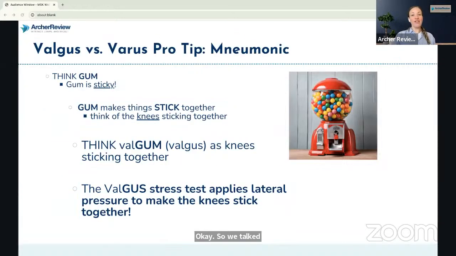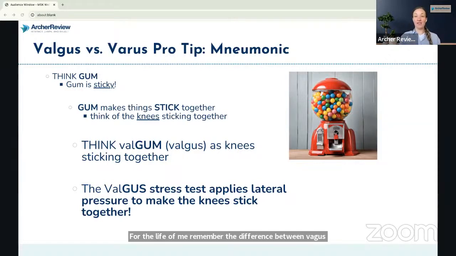Okay, so we talked a little bit about the ACL. Now we're going to move to the MCL and the LCL. When we're thinking about the MCL and the LCL, we think about valgus and varus. This was on the boards exam in my test, and I still don't know to this day if I got it right or wrong, because I could not for the life of me remember the difference between valgus and varus. So I found this pro tip for you guys. It doesn't apply just to the knees, but it is a term we use to think about how force is coming towards the body.